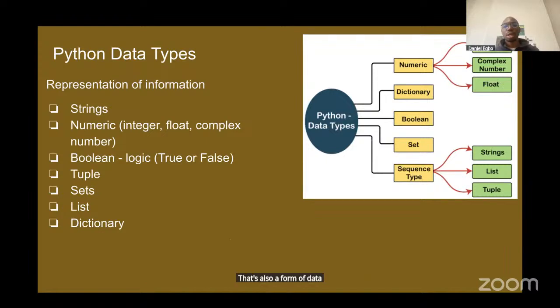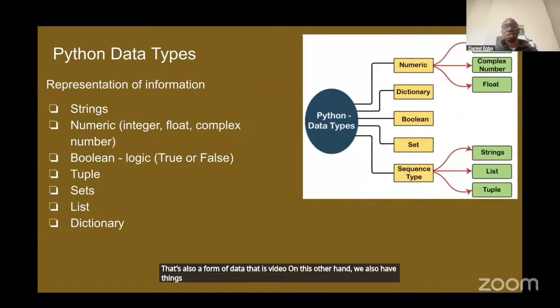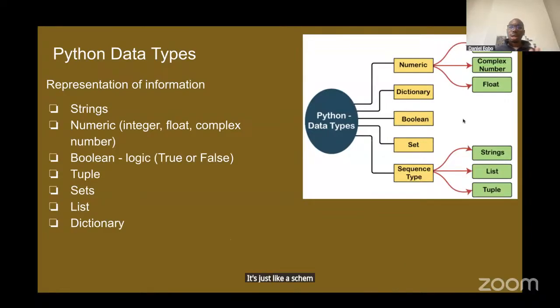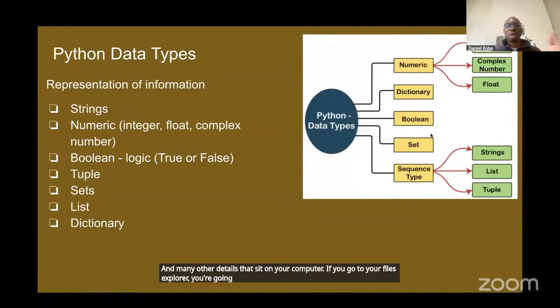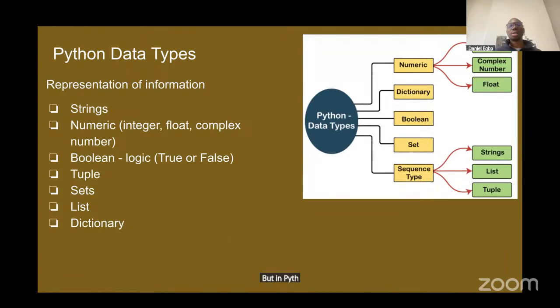That is video. On the other hand, we also have things like an image, like this. Looking at this figure here, this is an image. You can tell that this is an image, even though it's just a schematic diagram. But image is also a form of data, and there are many other data that sit on your computer. If you go to your File Explorer, go to desktop, go to even your computer root files, you're going to see different kinds of data, logs. These are all data. But in Python, there are ways to represent this data, and these are the commonest data types. First amongst them is strings. What is a string? We'll come to that later.